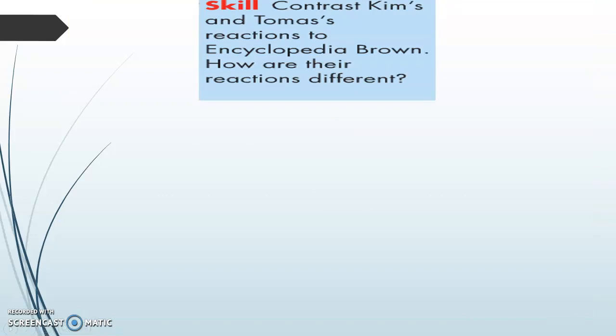Okay? Now let's go back to this question. Contrast Kim's and Thomas' reaction to Encyclopedia Brown. How are their reactions different? What does Kim like that Thomas does not like? And is it a case of compare or contrast? Please, on a piece of paper, write the answer and share it with me after the video.